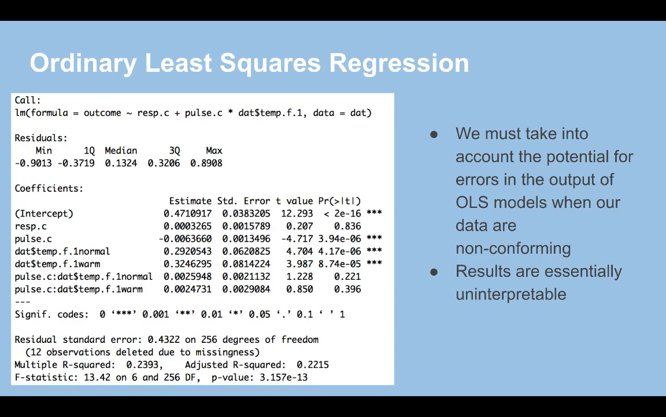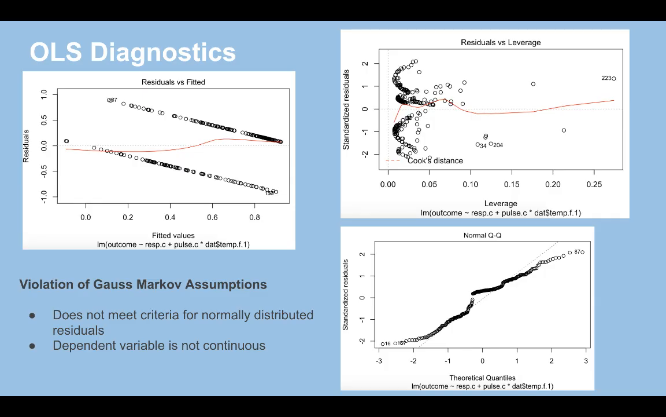So first I've run my ordinary least squares regression, and in our output, although we can see we have some significant values and we've reached significance for some of our predictors, we must take into account the potential for errors in this output when our data are non-conforming. And so because we have an outcome that is binary, it gives us standard errors and residuals that are essentially uninterpretable. And to demonstrate that a little more clearly, I've run some diagnostics.